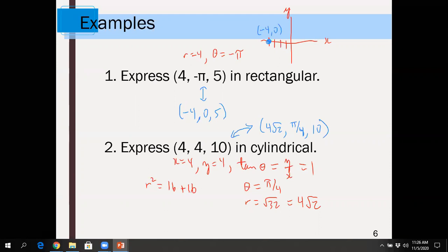Now, is that the only way I could have expressed that point? No. We know there are an infinitude of ways to express a point in polar coordinates, and hence an infinitude of ways to express a point in cylindrical coordinates. You could have added 2 pi to pi over 4. I could have even done weird stuff, like go to 5 pi over 4 and then used a negative radius. Remember that, yeah? Another way to write this would have been negative 4 square root of 2, 5 pi over 4, which is over in the third quadrant, and 10. But that would have just been crazy. I'm just trying to confuse you when I do that, right? It's best to pick out the simplest way possible to express a point. Any questions on that? Okay.